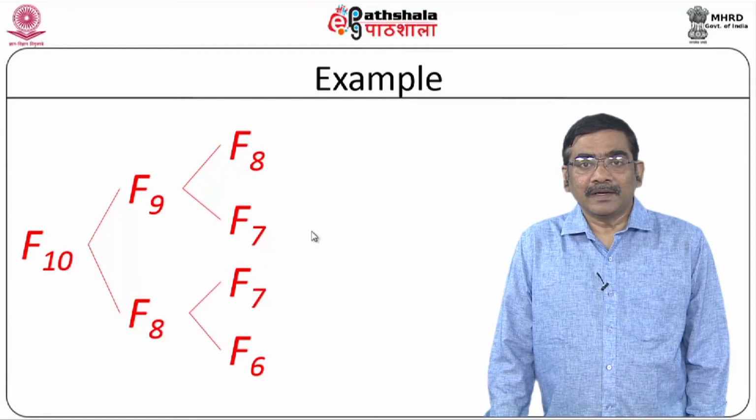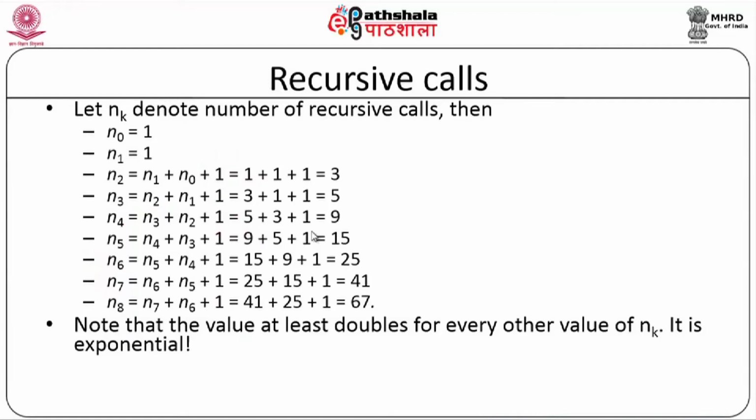Therefore, suddenly the complexity of the algorithm becomes larger. This is illustrated in this particular slide, where you can see that when the initial condition is small, the number of recursive calls is small, but as it keeps on increasing, suddenly there is a jump in the number of recursive calls.